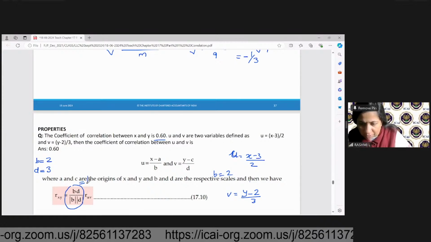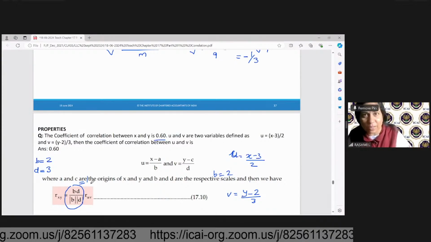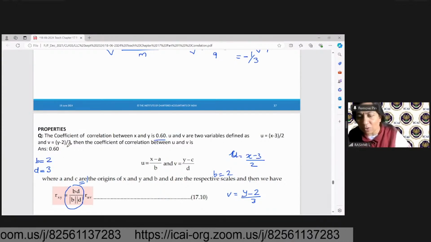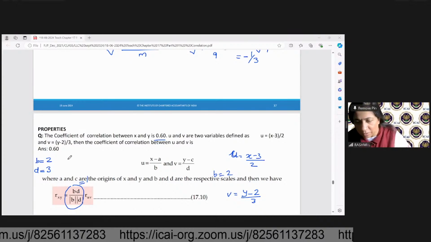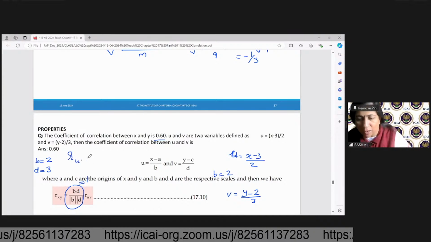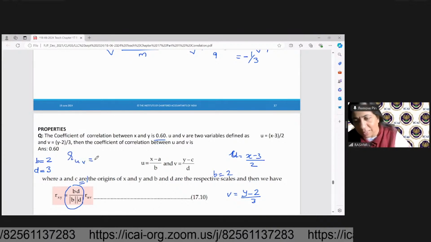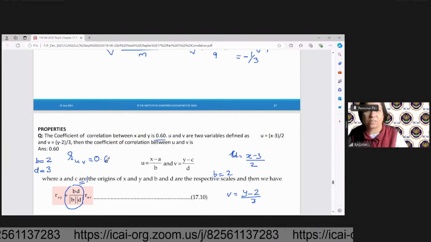This is going to be equal to 1 plus 1. So what will be the coefficient of RUV? How much it will be? It will be same 0.6. Okay.